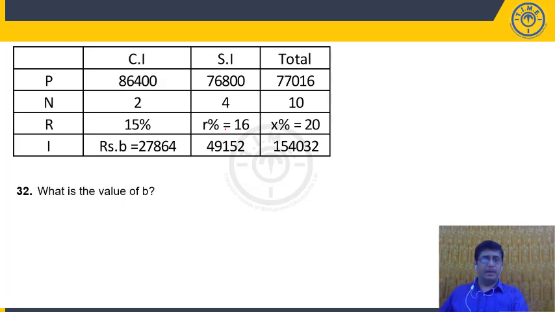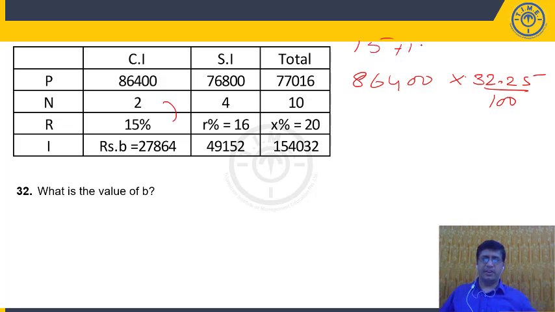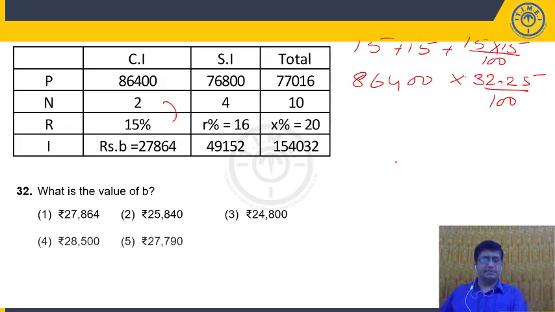What is the value of B? The value of B means the compound interest. So, B is equal to 27,864, which means 86400 into 2 years at 15% per annum. 15% per annum for 2 years means 32.25 by 100. So, what is the effective rate of interest? 15 plus 15 plus 15 into 15 by 100. So, 32.25. Simplify, it will give 27,864. It is only simplification. My dear student, please simplify it. So, the right choice, 27,864, is option 1.